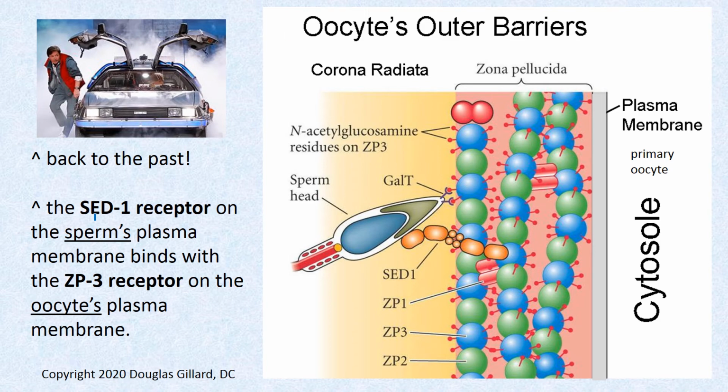All right, so back to the future. If we go way back to last week, remember that we had a SED1 protein here, and it's binding to this blue ZP3 protein. And there's the GALT-T. That's another double binding system there as well.